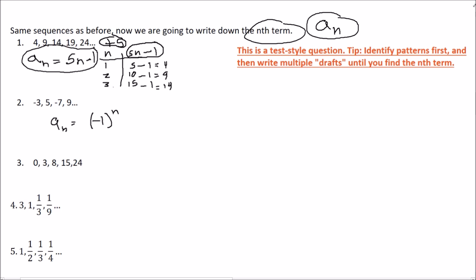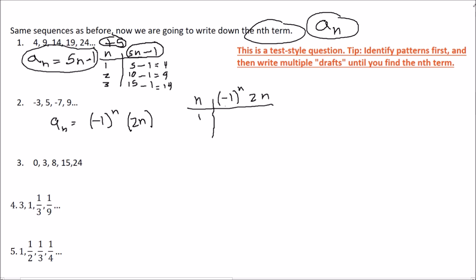Okay, and then what's the second pattern? We're adding 2 every time. And so if we're repeating addition, that means it's going to manifest as multiplication. So here's my first draft. Now I'm going to come over and test it. n, and then I'm going to have my -1 to the n times 2n. Okay, and let's test it and see what happens.